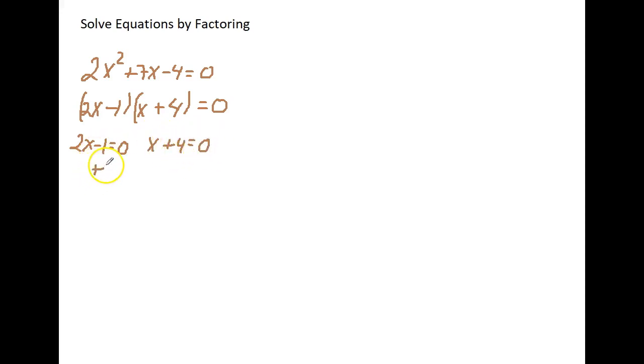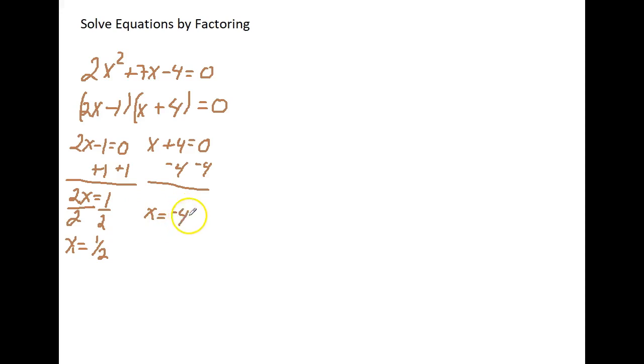And then solve for x by adding 1. And then we have 2x equals 1. Divide by 2. x equals 1/2. So there's one solution. Here I subtract 4. So x equals -4. So there are my two solutions to this one. And I'm going to do another one here.